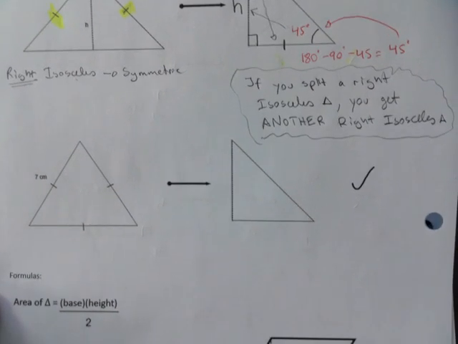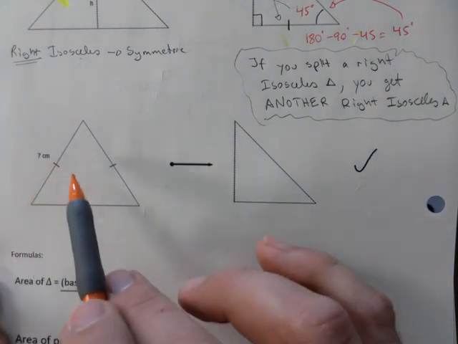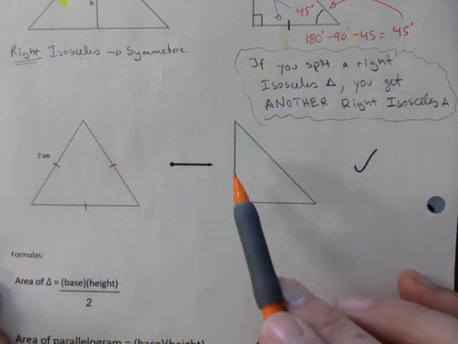I'm going to do the attendance here real quick. Based on this triangle, fill in as much as you can here, and then transfer over as much as you can to this one.